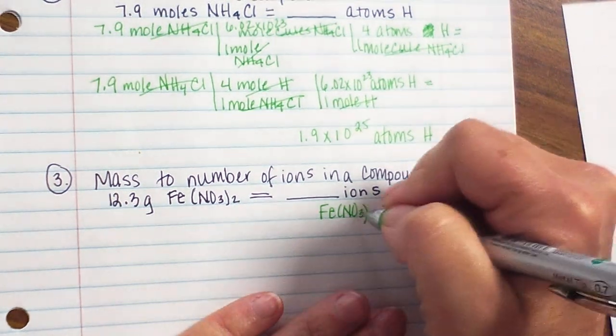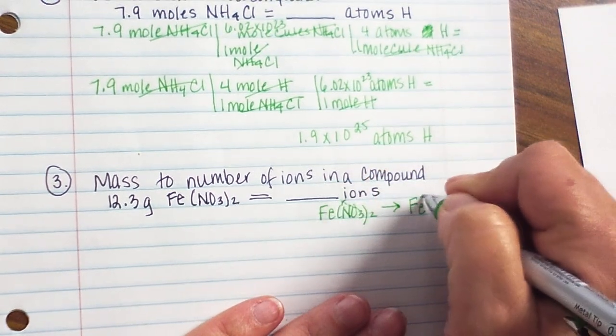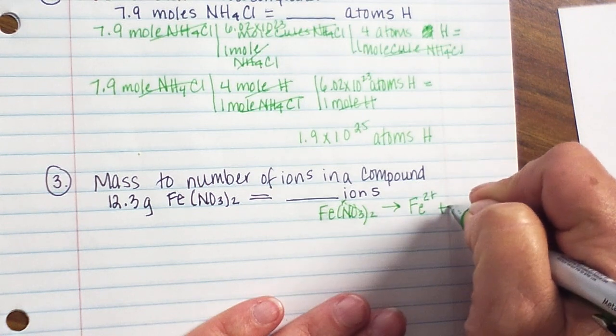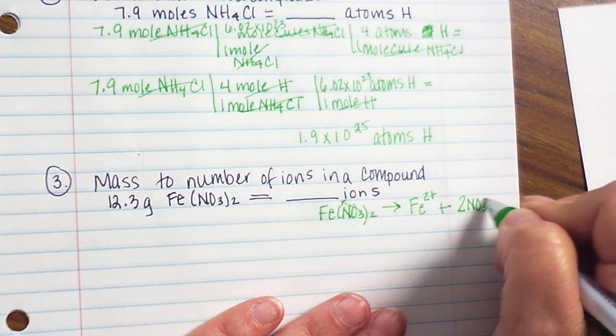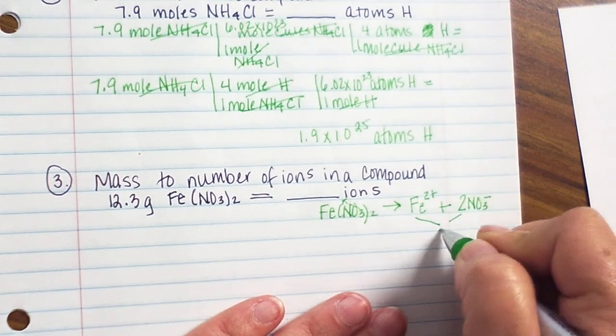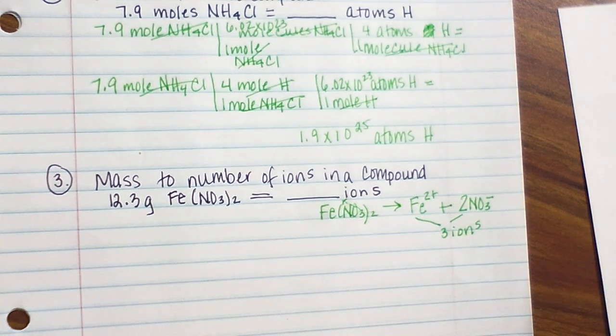So when you did this, you crisscrossed and you found out it was iron 2 plus 2 nitrates. So that's 3 ions. So for every 1 molecule of iron 2 nitrate, there were 3 ions, 1 iron 2 and 2 nitrates. So now the question is, in 12.3 grams of iron 2 nitrate, how many ions are there?